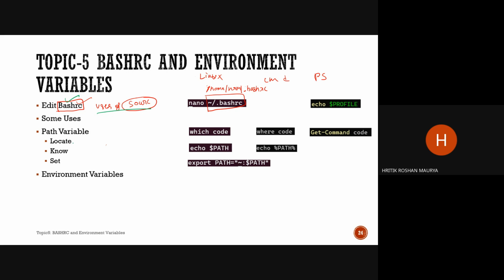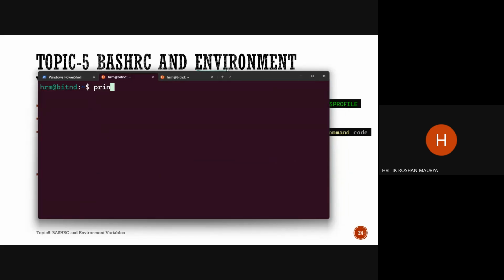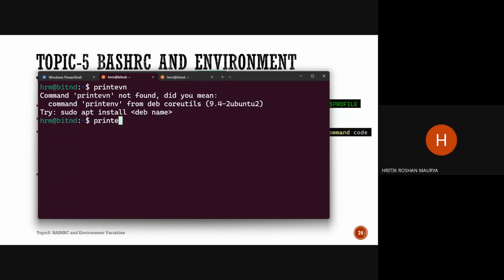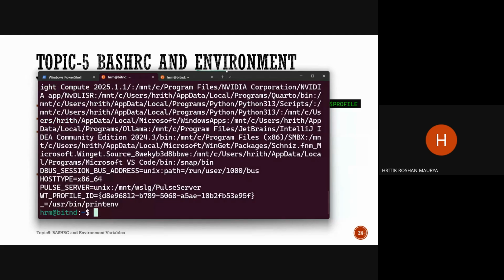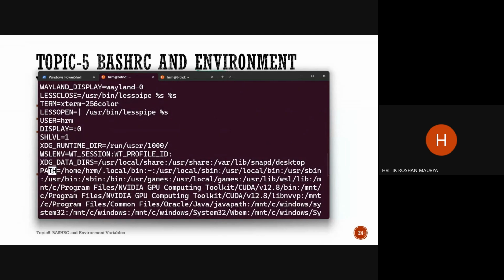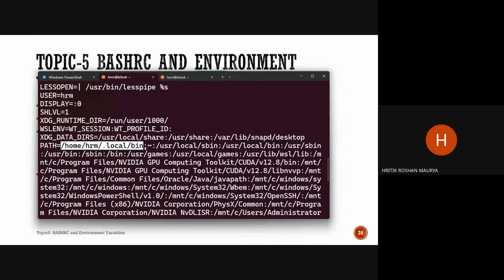Okay, so we have talked about the bashrc. Then I told you there are different environment variables, and there is one very important environment variable, which is the PATH variable. This path has something. This is the one part. This path is separated by colon.